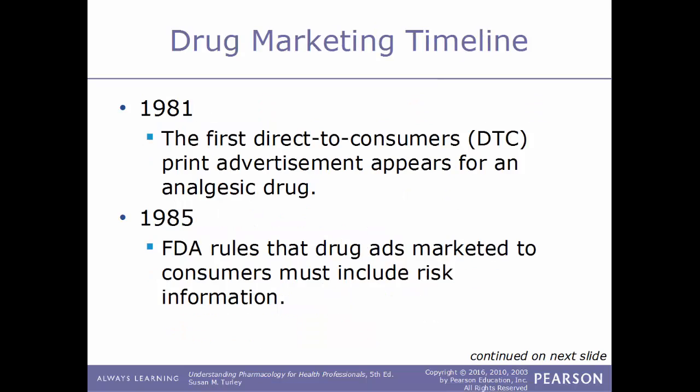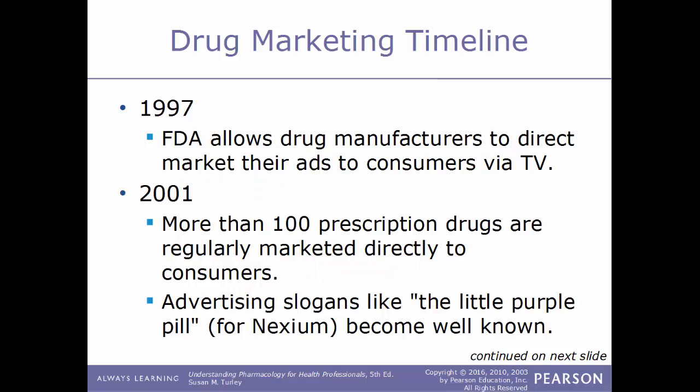All right, now we'll talk about some key points in the drug marketing timeline. In 1981, the first direct-to-consumer print advertisement appears for an analgesic drug. 1985, the FDA rules that drug ads marketed to consumers must include risk information. That's why you hear every possible side effect that might ever happen in a TV commercial or in a print advertisement. 1997, the FDA allows drug manufacturers to direct market their ads to consumers via television.